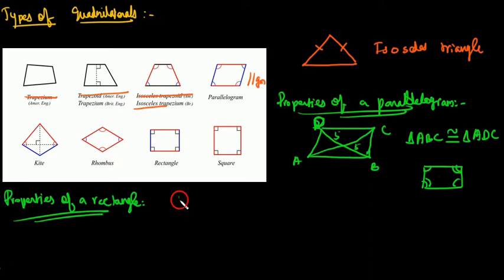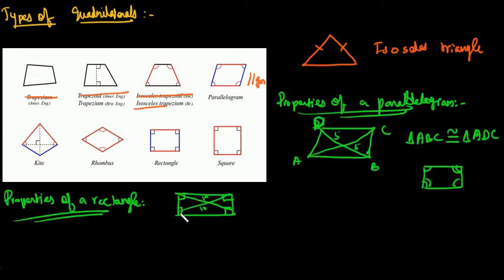So we know what a rectangle is. All the interior angles are 90 degrees here. That's what the first property says. The diagonals of a rectangle are equal. That means the lengths of the two diagonals of a rectangle are equal. If one is 10, the other would be 10. So this is the special property of a rectangle.